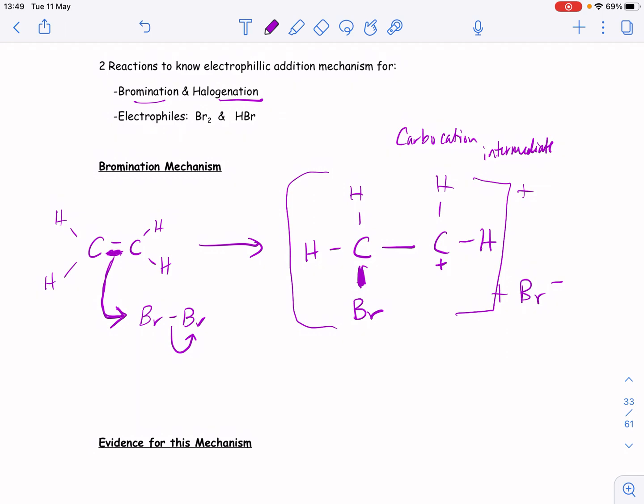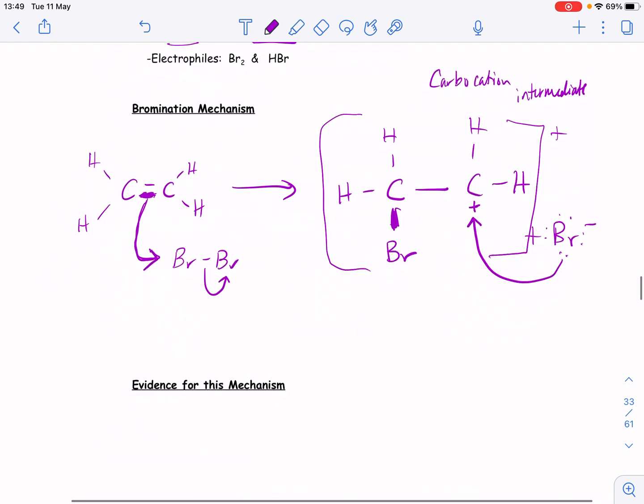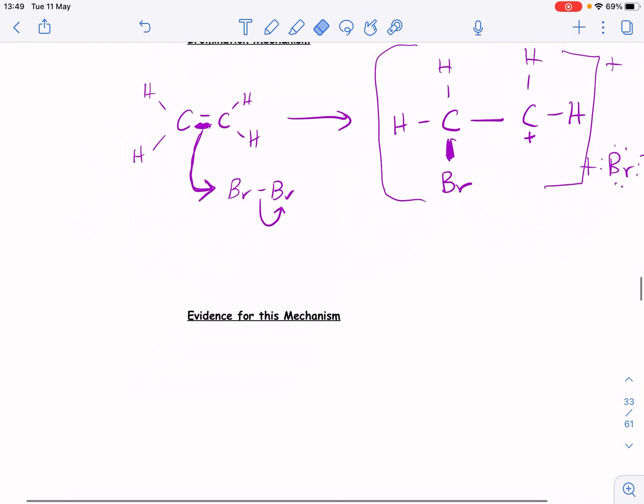there that's sort of open, missing one of its bonds, and you've got a bromide ion over here with a negative charge. It's probably not too hard to imagine that the negative will be attracted to the positive, and that will be the second step of the mechanism. So I'm actually going to erase it from here. So that was our first step.